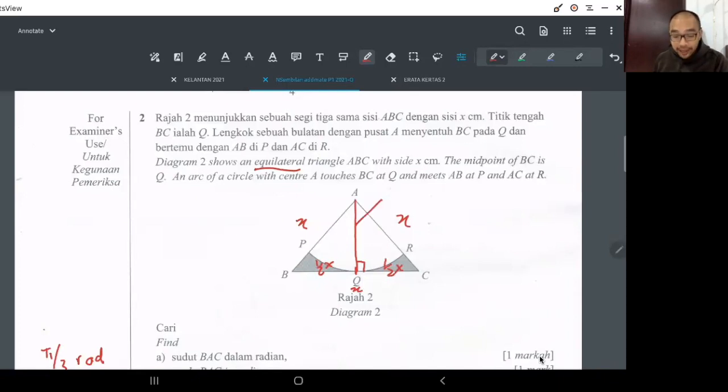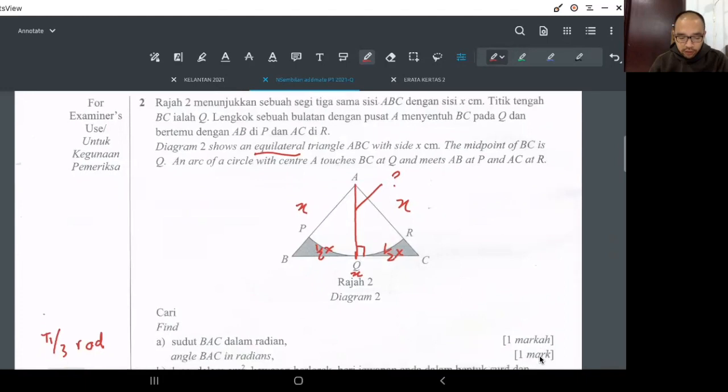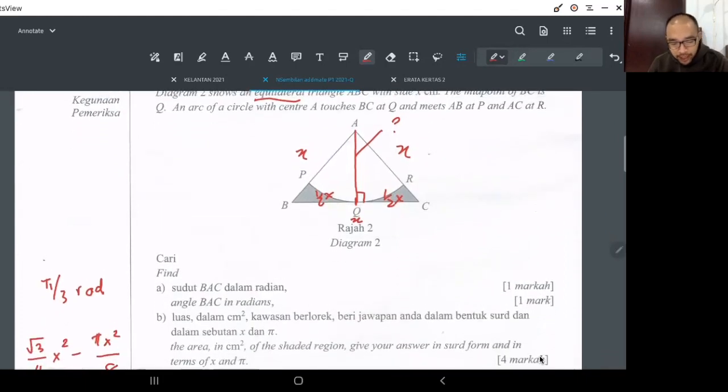What is this length? We use Pythagoras theorem. That's kind of a given: when they give you a triangle, surely it has something to do with Pythagoras theorem. Now the midpoint of BC, the arc of the circle touches BC at Q and meets point AB. So all this information is given over here. Find the angle of BAC, this whole thing, in radians.